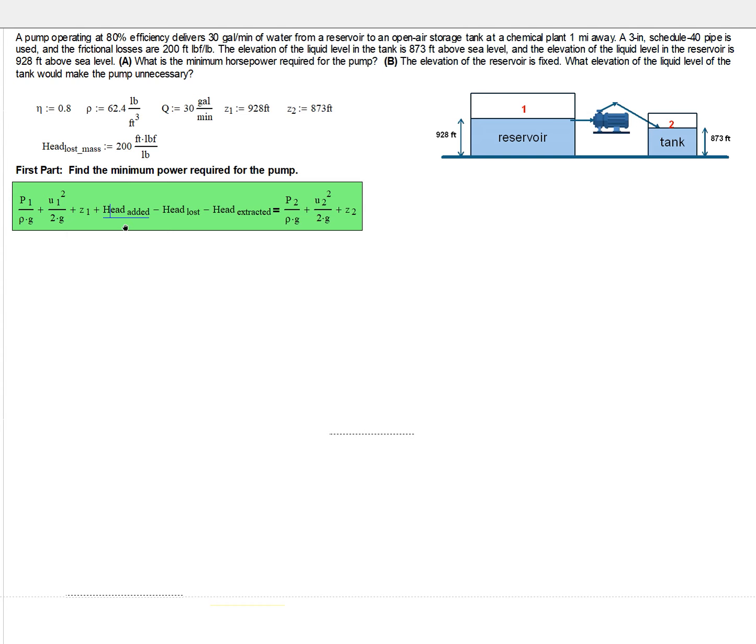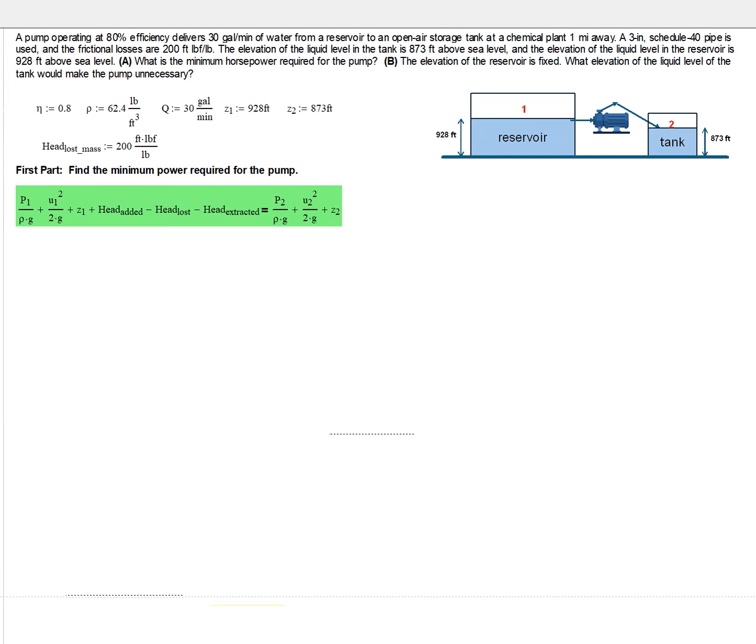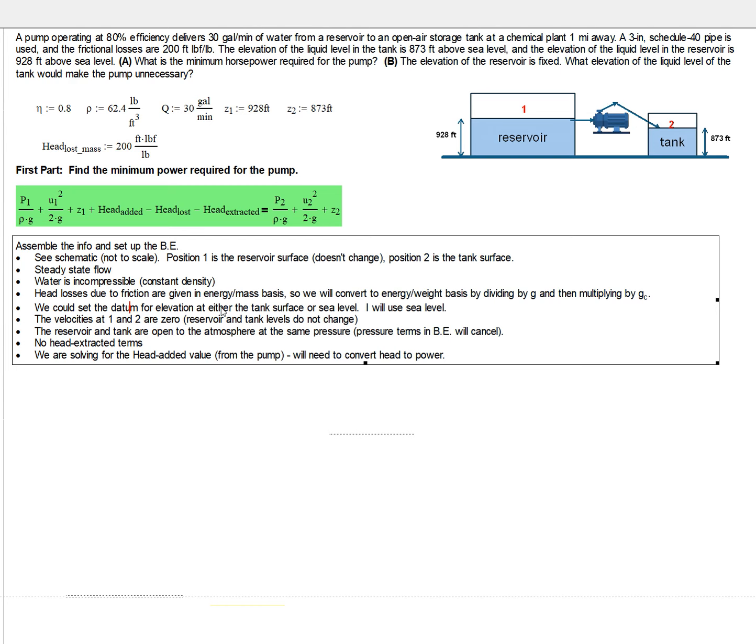So here's my Bernoulli equation. I like writing it in the full form, and then I go through and start applying my assumptions and given information to see how this will simplify. So this is steady state flow. Water's incompressible, so constant density. Let's start looking at these terms in the equation. P1, this is atmospheric pressure, right? P2, we're told this is also open to the atmosphere. And so we're going to assume that there's no pressure difference between these 2 points, and so these pressure head terms are going to cancel each other out.